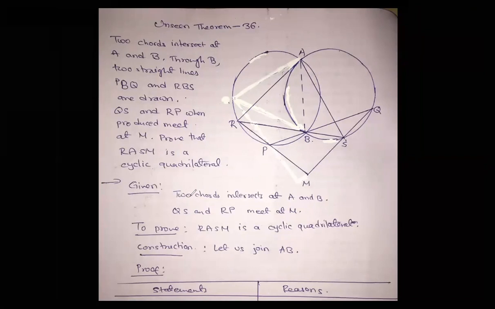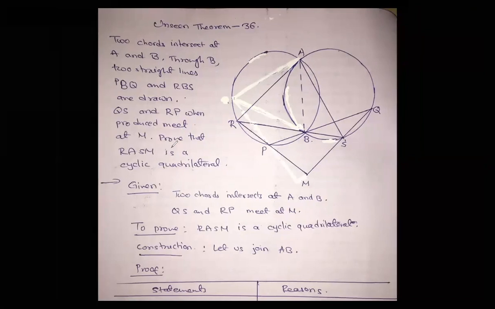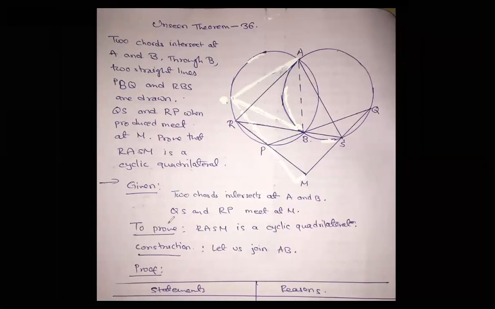Given two chords intersect at A and B. Okay, whatever question is given, write it in short form. Let's write a summary, shortening it a little. To prove, whatever the proof says, write that as to prove: RASM is a cyclic quadrilateral. Where do we need construction? We need construction at A and B. Okay, then next, let's write proof, statement, reason.